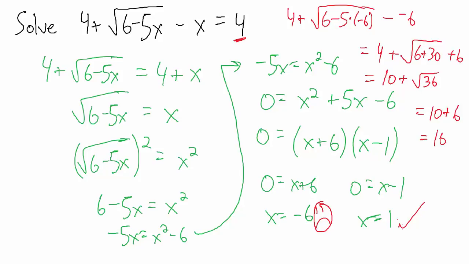So x equals 1 is actually the only one that works, and that is the solution to this equation here, x equals 1. That's the only number that satisfies this equation here. So that's another slightly more complicated example of solving a radical equation.